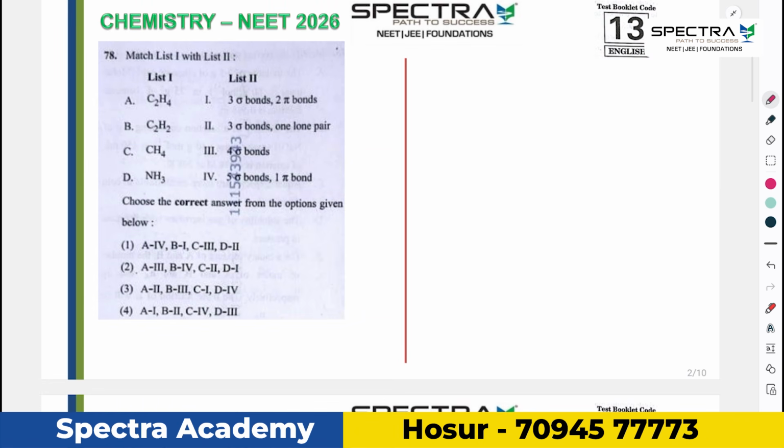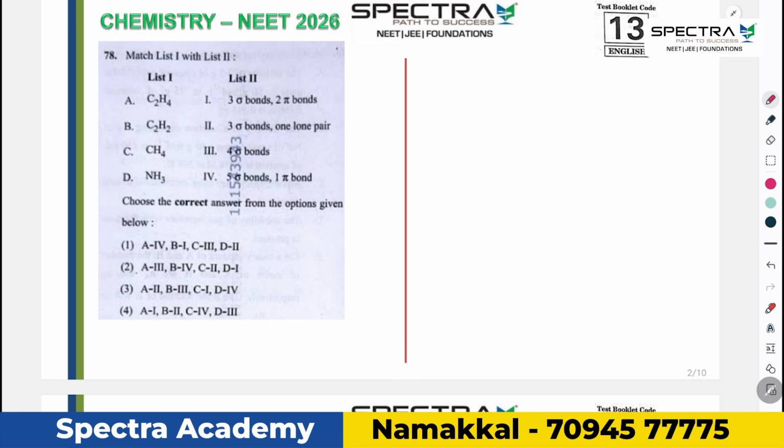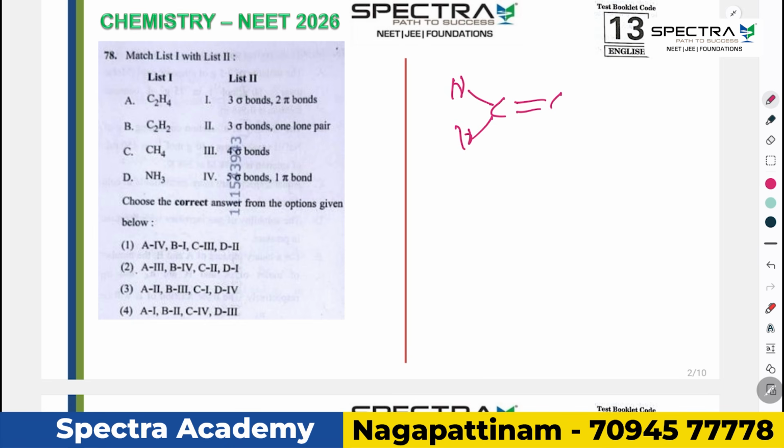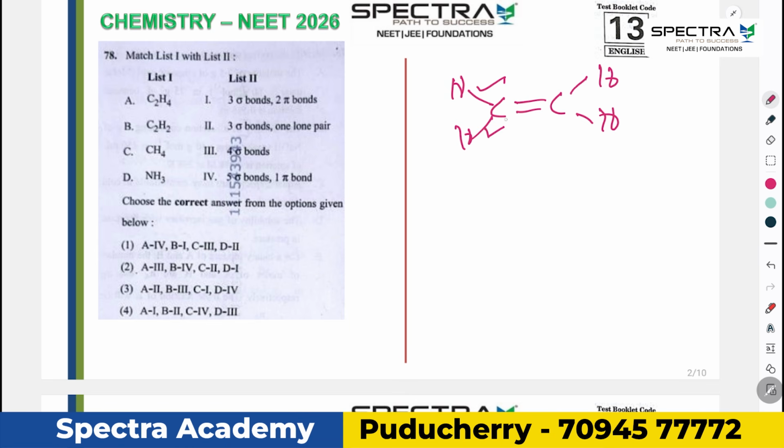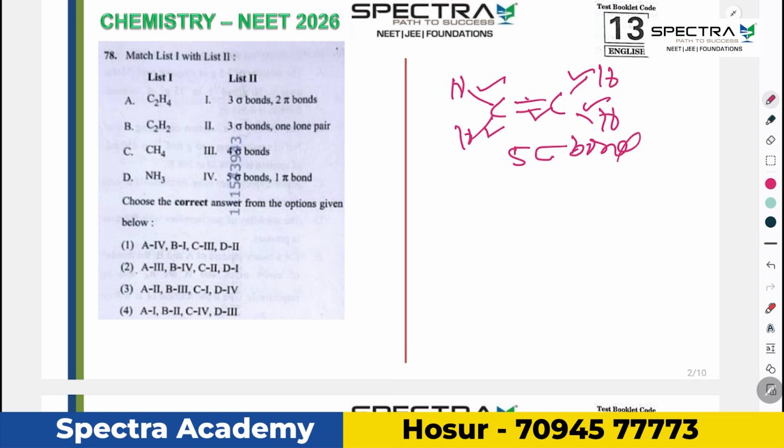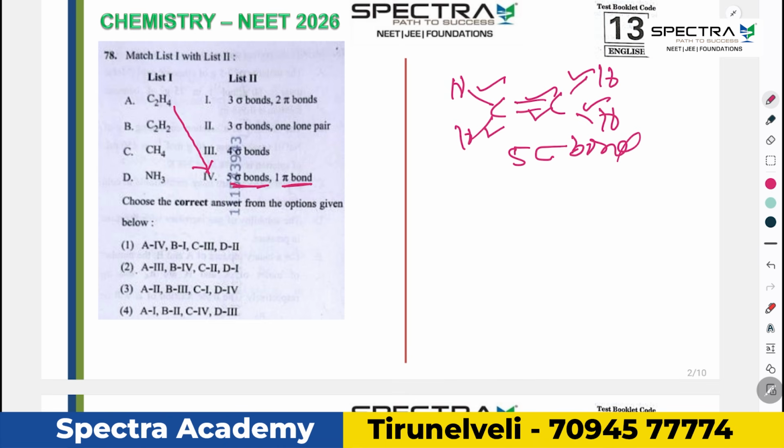Question 78. Very easy, this is. Match list 1 with list 2. In list 1 they have given some organic molecules. List 2 gives the number and type of bonds. First you can take C2H4, that is ethene, CH double bond CH. In this how many sigma bonds are there? 1, 2, 3, 4, 5. 5 sigma bonds and 1 pi bond. So A matches with 4.